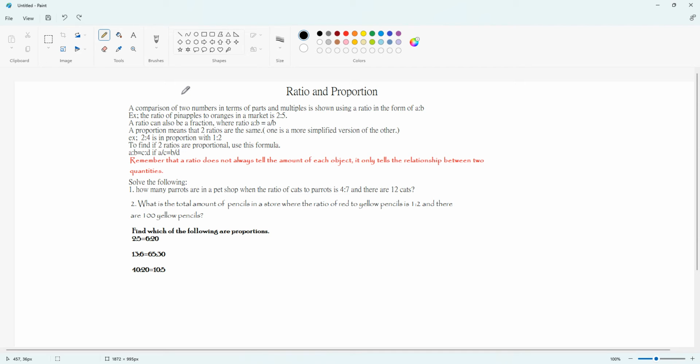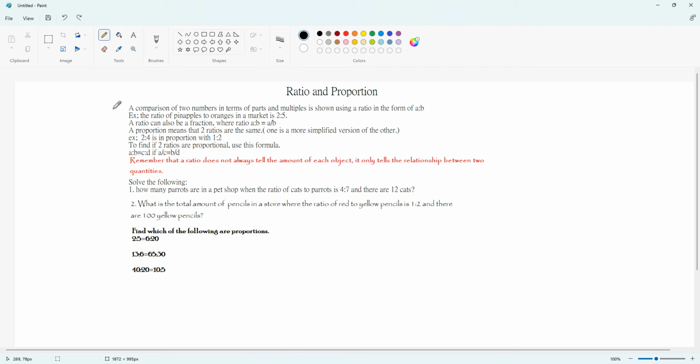And a ratio can also be expressed as a fraction, where the ratio a is to b is equal to a by b. And now I'll talk about a proportion. Now a proportion is practically just a definition for when two ratios are the same. It's just that one is usually more simplified than the other. So if you want to find a proportion, you're going to have to use this formula.